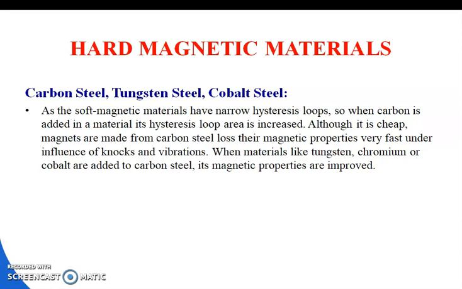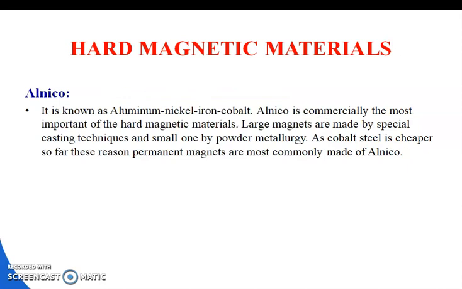So we know that soft magnetic materials have a narrow hysteresis loop. When carbon is added to the material, its hysteresis loop area is increased. Although these cheap magnets are made from carbon steel, they lose their magnetic properties very fast under the influence of vibration. So when a material like tungsten, chromium, or cobalt is added to the carbon steel, its magnetic properties are improved.